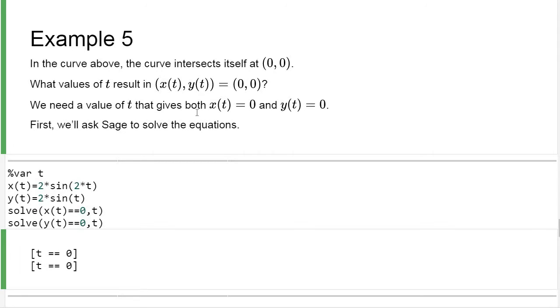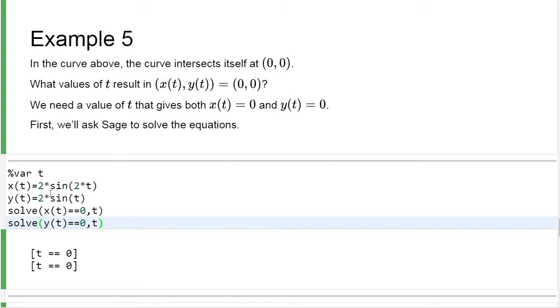So in order to figure out what those tangent lines are, we need to know what is t, because our slope is given to us in terms of t. So I know the x and y. 0, 0, I can just look at it and see 0, 0 is where they cross. I want to figure out what values of t result in that point. So I asked Sage, when is x equal to 0 and when is y equal to 0? Solve those for t. And Sage told me t is 0 works for both of them. So when t is 0, I end up at that point.